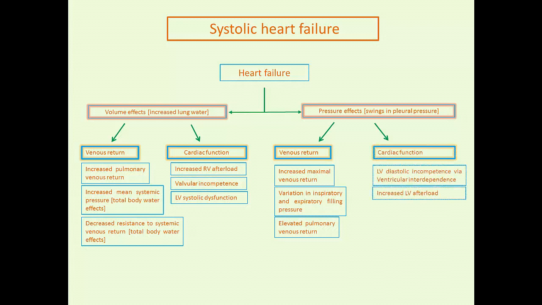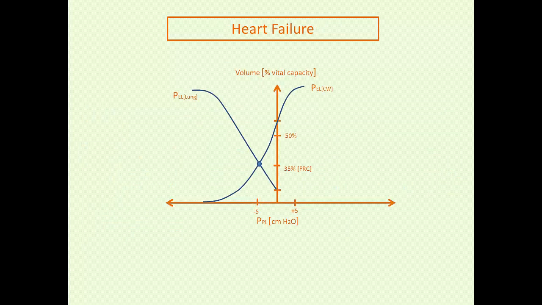And then in terms of cardiac function, there can be an LV diastolic incompetence via ventricular interdependence if the right heart is engorged with blood, as can be seen in biventricular dysfunction that can be a consequence of left ventricular dysfunction. And the effects of intrathoracic pressure have a much more pronounced effect on left ventricular afterload, as I'll talk about in a few slides. So now let's go over the Campbell analysis in terms of heart failure.